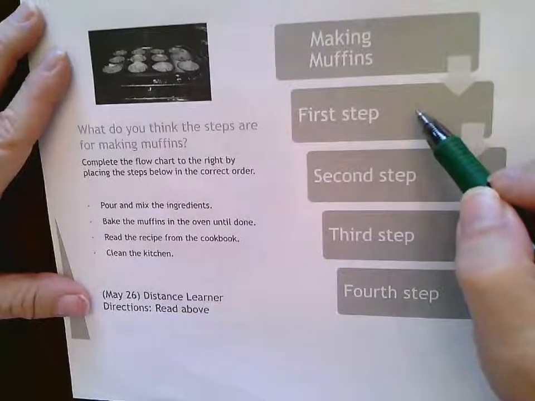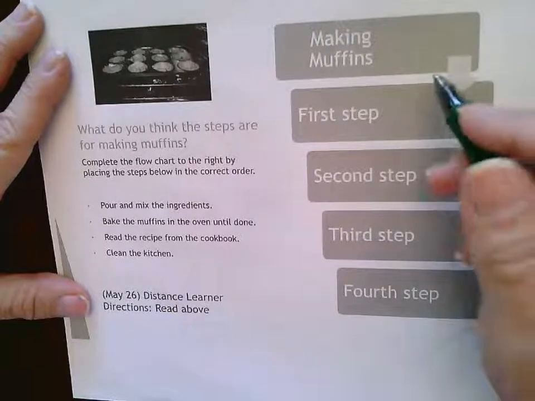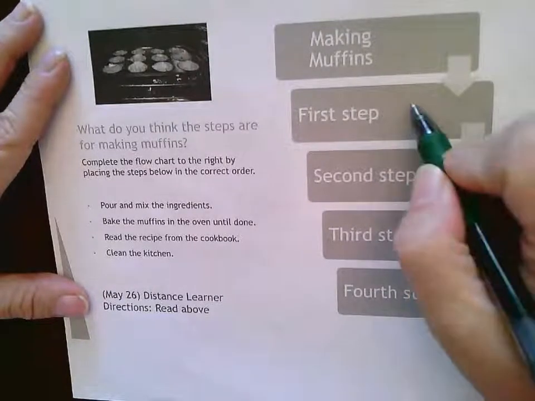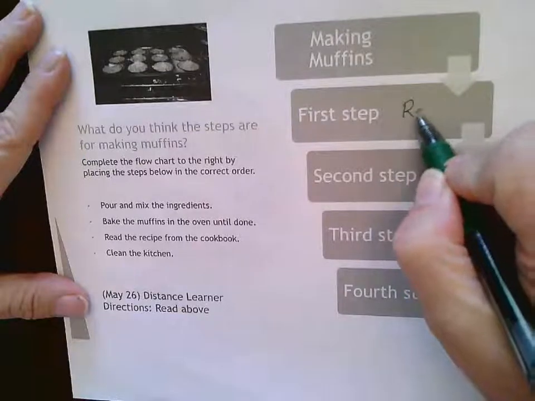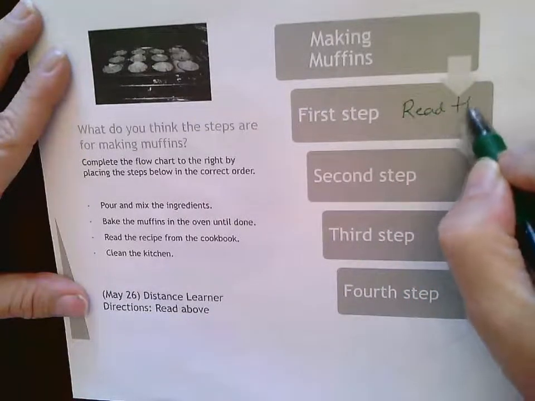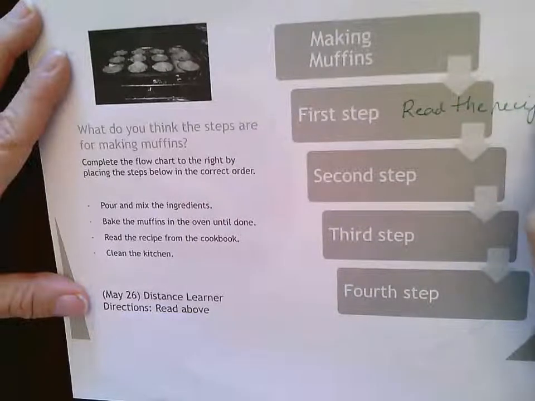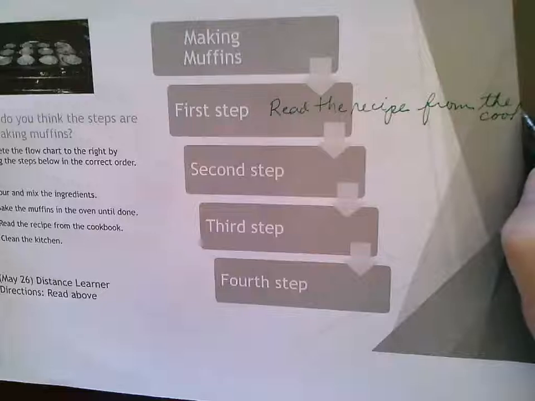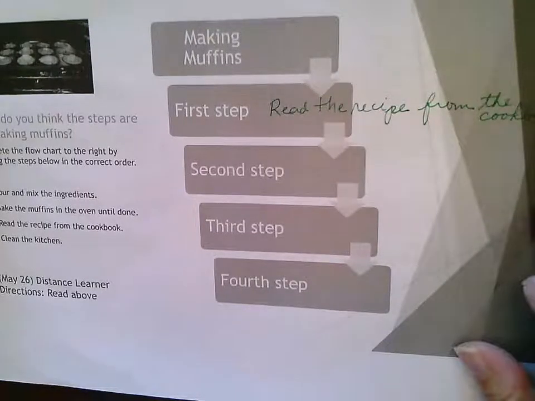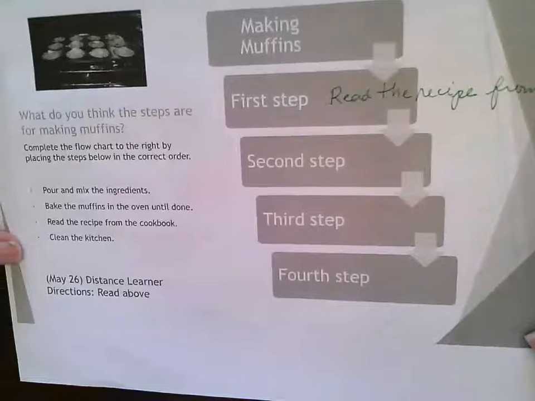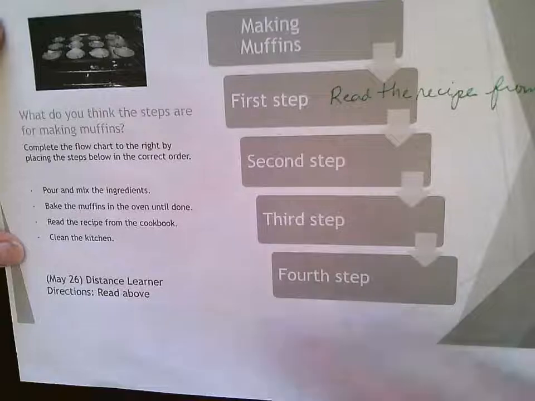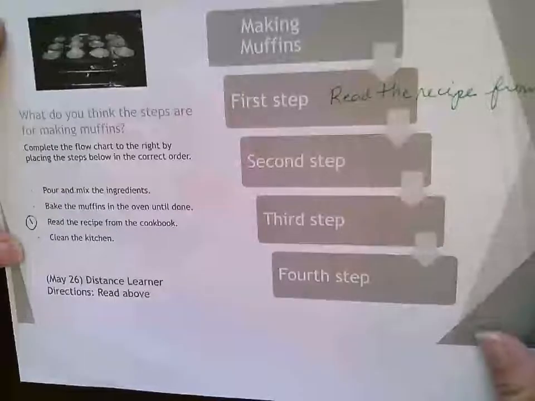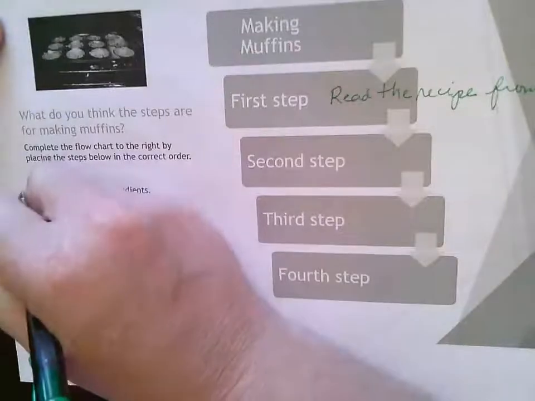First step would be, I think we better read the recipe first. Read the recipe from the cookbook. Okay? The second step would be, what do you think? The second step would be, I'm going to mark this one a 1. Pour and mix the ingredients. So we'll mark this a 2.